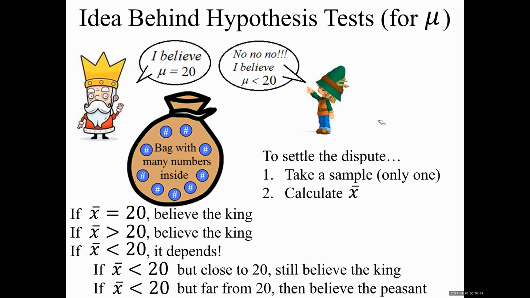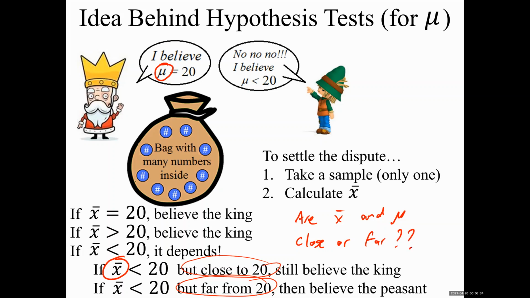The next thing I've got to explain to you is, how do we know if we're close to 20 or far from 20? If X bar is close to 20, you believe the king. If it's far from 20, believe the peasant. How do we know, like if our X bar is 19, is that close to 20? If it's 17, is that close to 20? What if it's 12? How do we know if it's close or if it's far? So we're trying to figure out how close the X bar answer and the king's claim of mu are. Are X bar and mu close or far from each other? That's the next question. How do we figure out if they're close or far? Okay, so let's go on to the next slide.